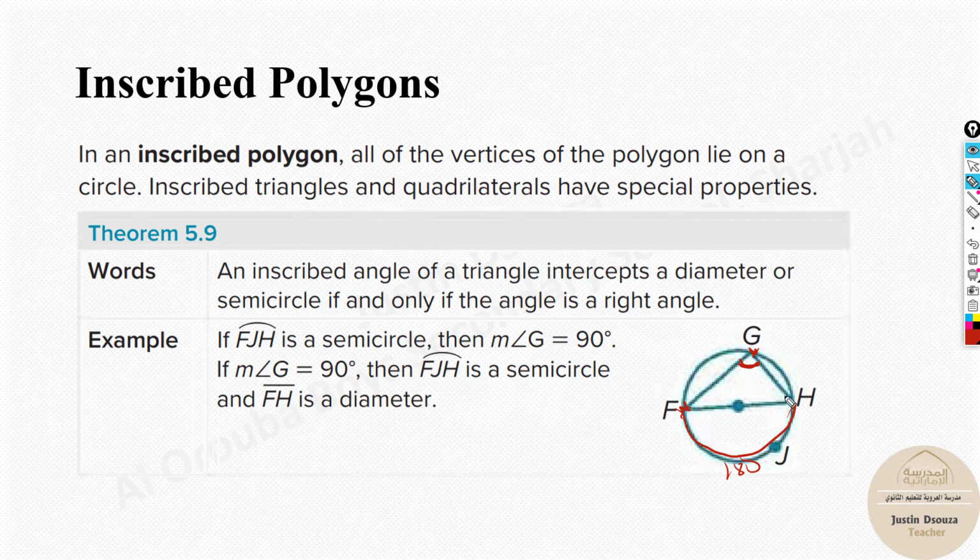See, it's inscribing exactly at the center. So how much will be this angle? It should be half of 180, that is 90 degrees. Sorry, it should be 90 degrees. It should be a right angle. So this is one theorem. Whenever you see an inscribed triangle having the line as a diameter, remember this angle will be 90 degrees.